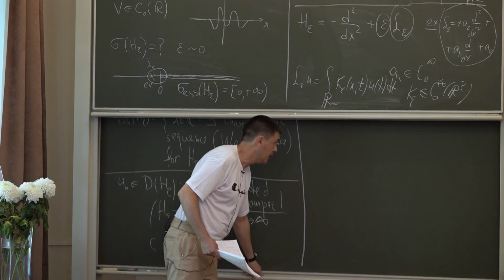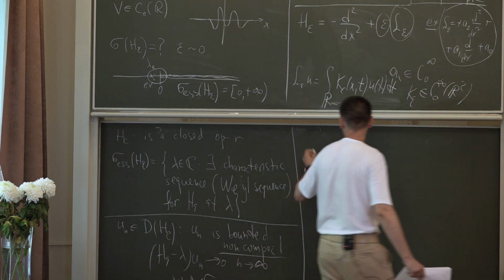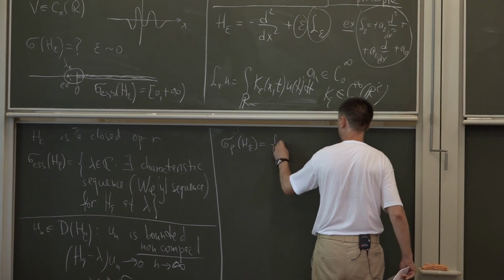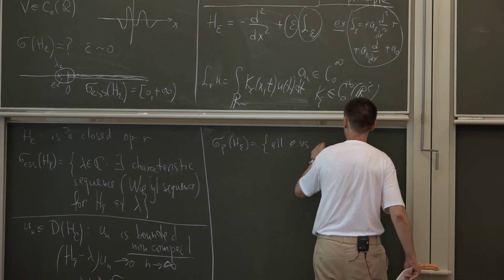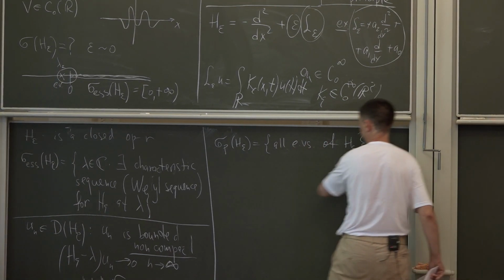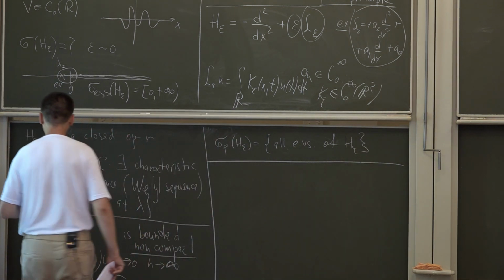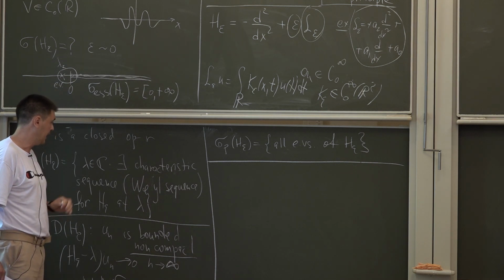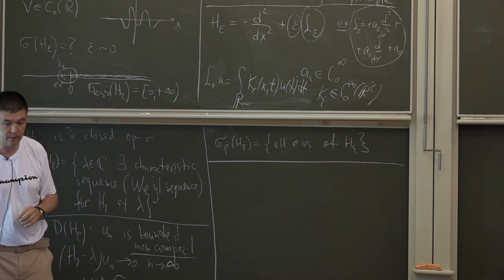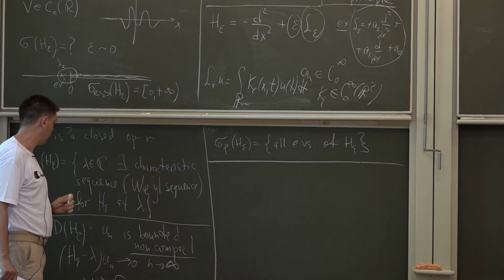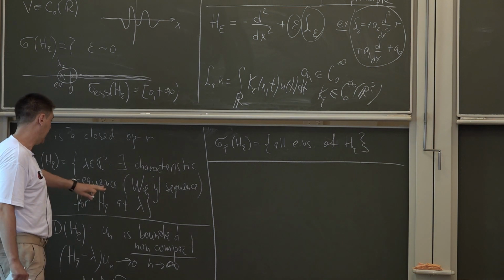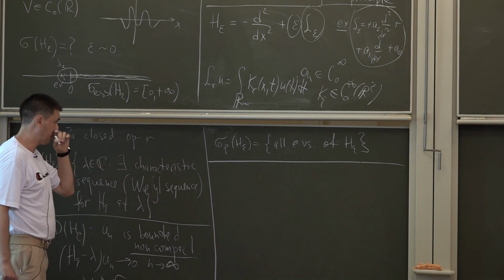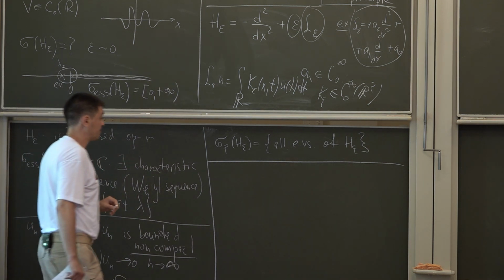I shall also need the notion of the point spectrum. It's very simple. The point spectrum is the set of all eigenvalues of H epsilon. So I define the essential spectrum in terms of these sequences, and for the self-adjoint case, this is how the essential spectrum is defined. I just keep this definition for the non-self-adjoint setting, and then I shall speak mostly about the eigenvalues.